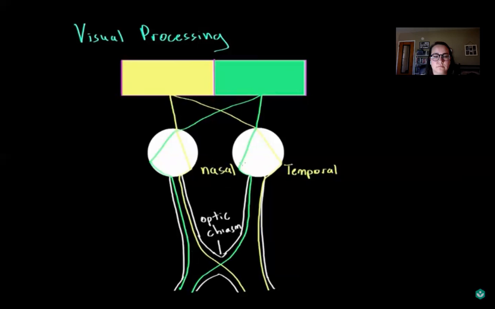And so what this effectively does is it takes the right visual field and allows all the information that's entering the eye from the right visual field to go to the left side of the brain. So this is the left side of the brain. This is the right side of the brain. So like the rest of the body, all the information coming from the right visual field actually goes to the left side of the brain, and all the information coming from the left visual field goes to the right side of the brain.